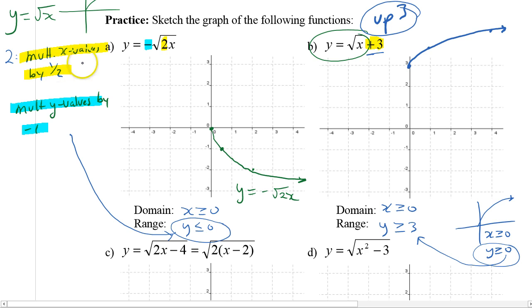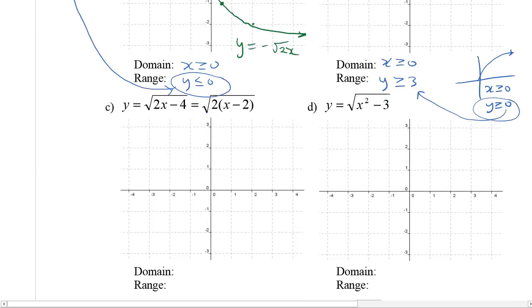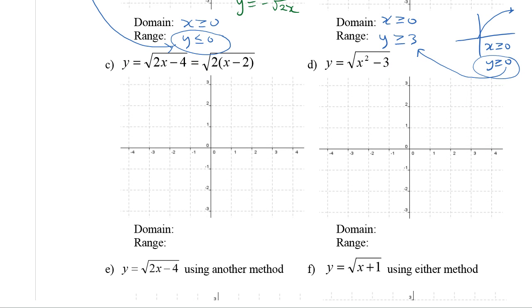Multiplying the x values by half didn't change anything, right? Because 0 is still 0 after you multiply by half. And all the values are still greater than 0, they still continue on forever. Okay, so let's try letter c here.